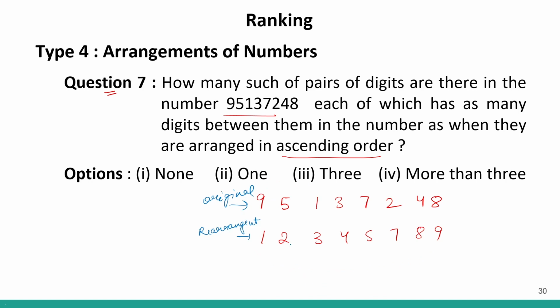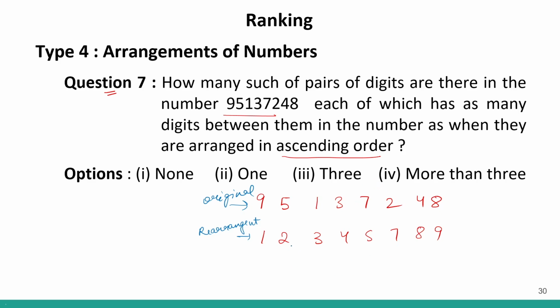Now let us move on to the next number, which is 2. So 2, 3, no digit. And over here between 2 and 3 we had 1 digit. So not the same. 2, 4, 1 digit. And over here we had no digit. So not the same. 2, 5, 2 digits. 2, 5, 3 digits. So not the same. 2, 7, 1, 2, 3 digits. And over here we had no digit.